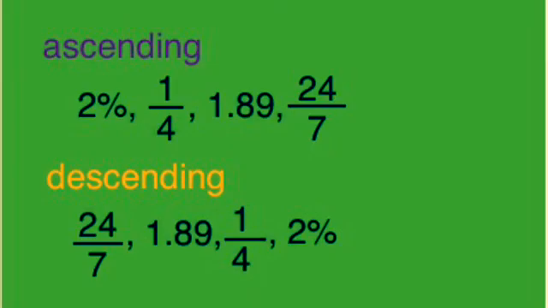Here's the correct ordering for this set of numbers. From least to greatest is 2%, 1/4, 1.89, and 24/7. The correct order for greatest to least is 24/7, 1.89, 1/4, and 2%.